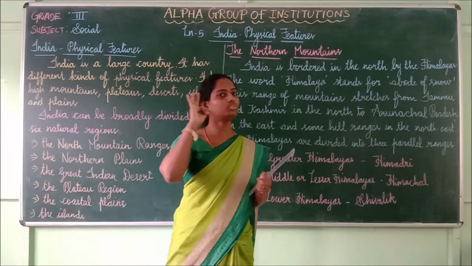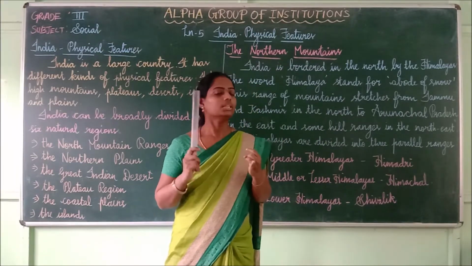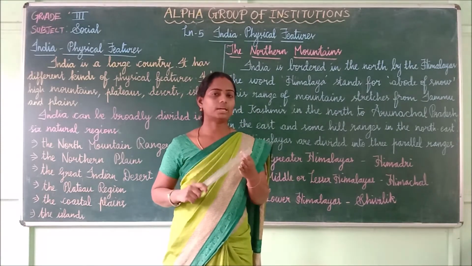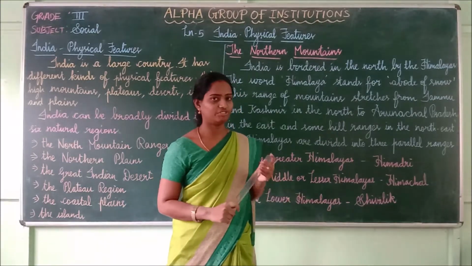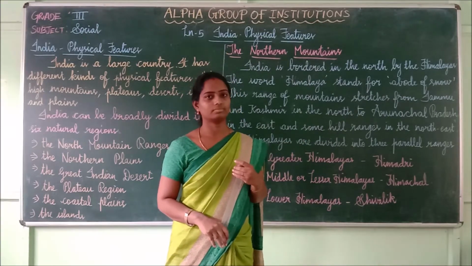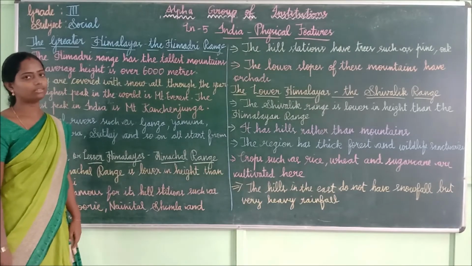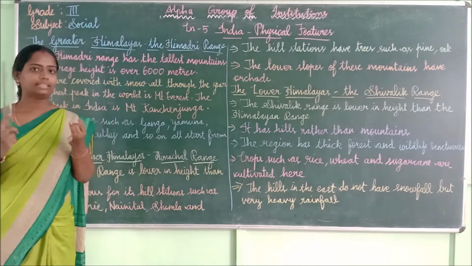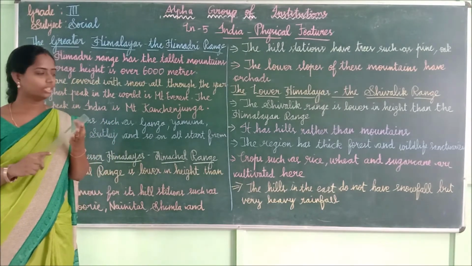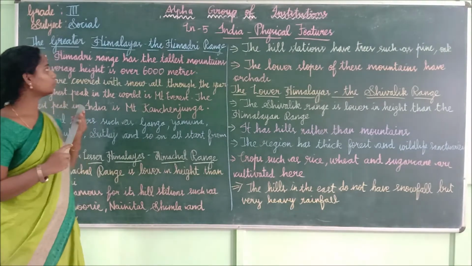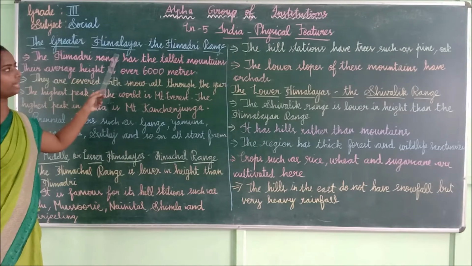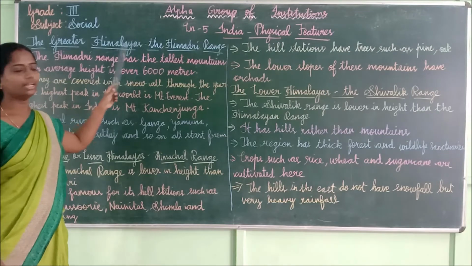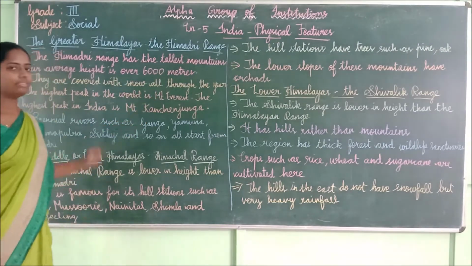These are classified into three parallel ranges. The first one is the Greater Himalayas, Himadri. The second one is the Middle Himalayas, Himachal. The third one is the Lower Himalayas, Shivalik. That we are going to discuss after. Okay, what I told you about the mountain ranges, children, is that we have three parallel ranges, isn't it? The first is Himadri, the second is Himachal, the third is Shivalik. That is what we are going to discuss here. The Greater Himalayas, the Himadri range. Shall we start, children?